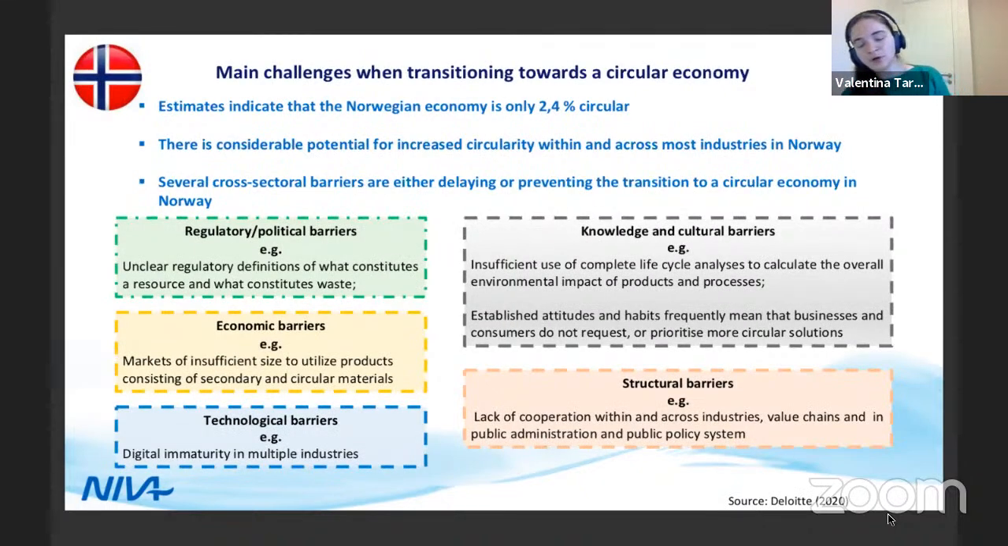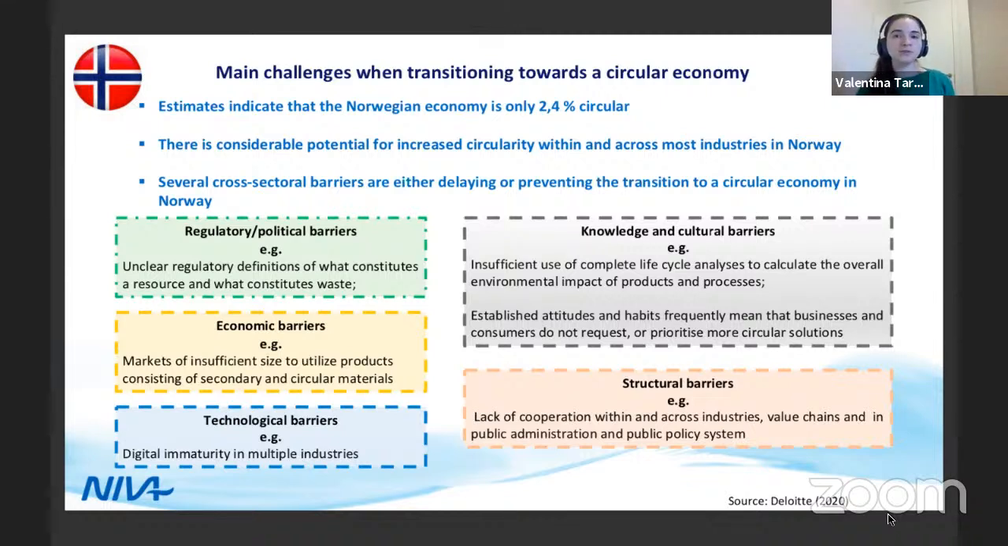Norway is also on its way of developing a circular economy strategy. And in this process, a study mapping the current challenges when transitioning towards a circular economy has been conducted. And here I report the main categories identified by various groups of stakeholders in Norway when it comes to the transition towards a circular economy.